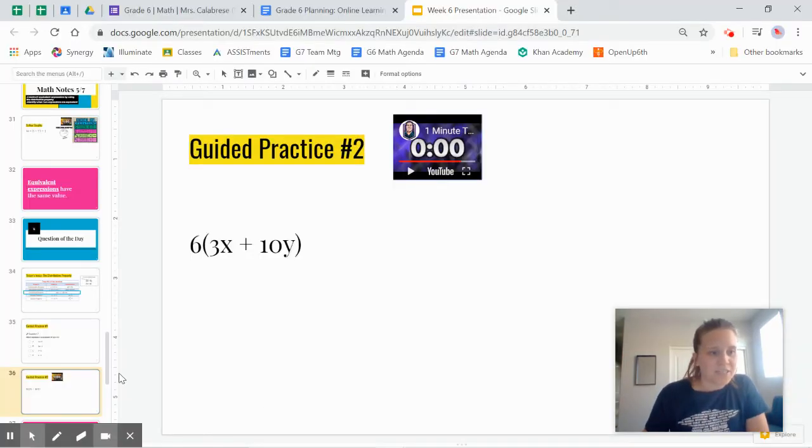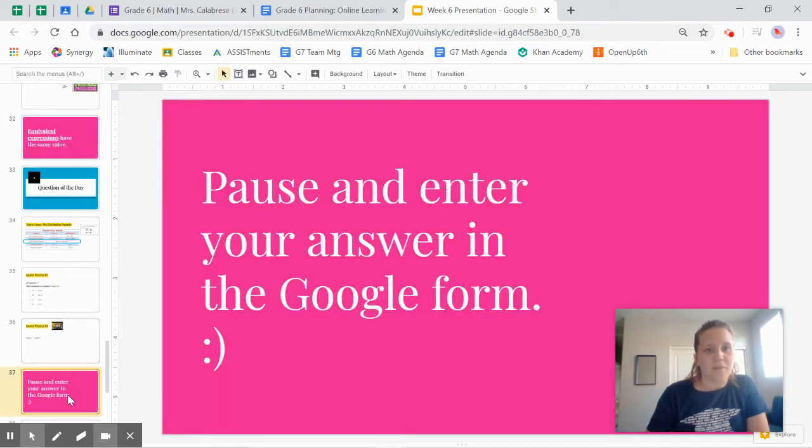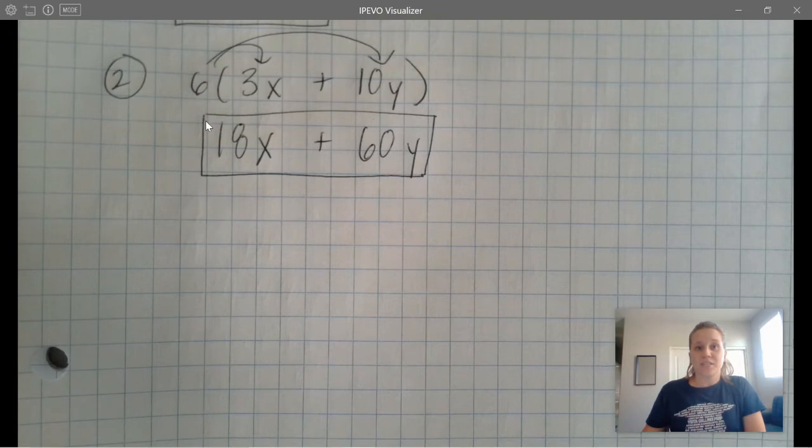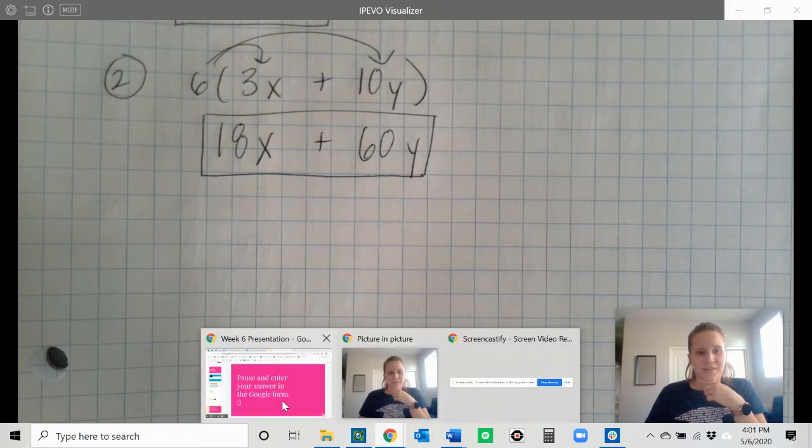We're going to enter the answer for this one into our Google form. I'm going to pull that answer back up one more time. Just enter this whole thing. Please do it with no spaces. That way the computer grades it correctly. So just type 18x plus 60y, no extra spaces, and you're guaranteed the computer will mark it correct. Pause here to keep it on the screen. Awesome. We're going to move on to question 3.